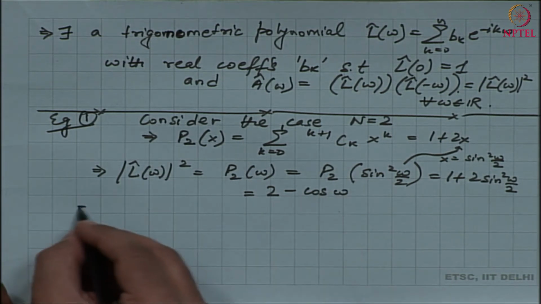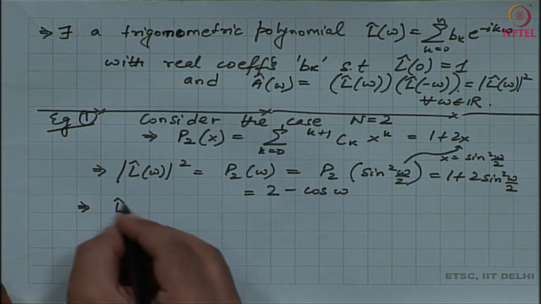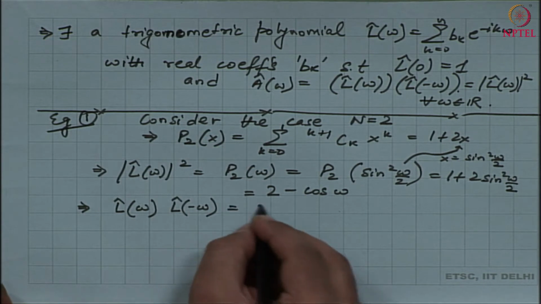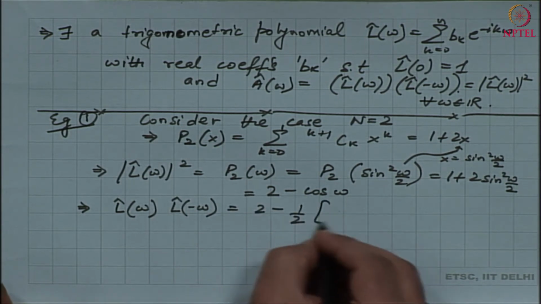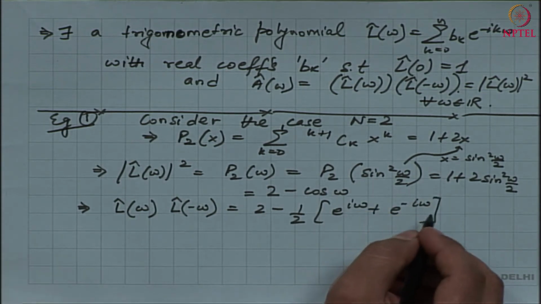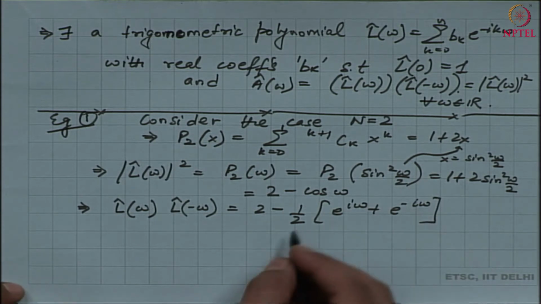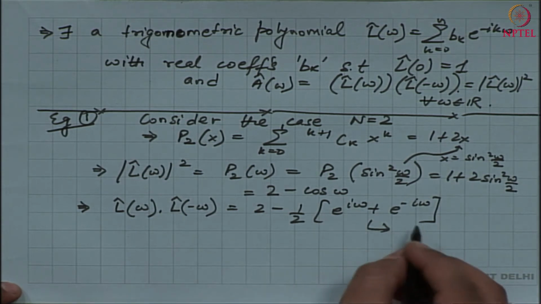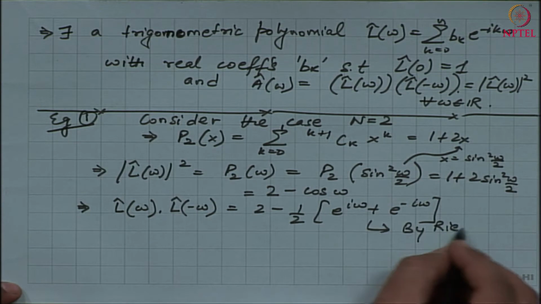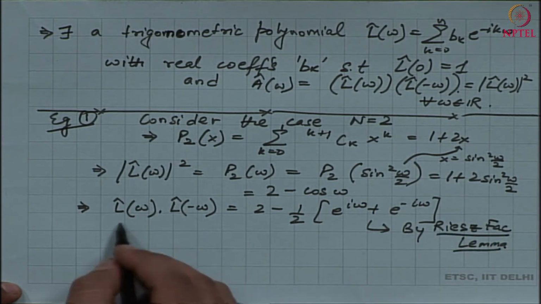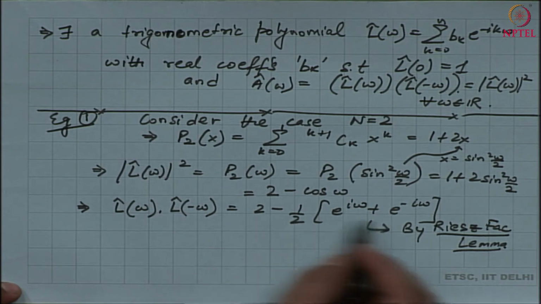Okay. So, I see that this is also, let me write this as L hat omega times L hat minus omega, is 2 minus half of e to the power i omega plus e to the power negative i omega. Okay. So, that, well, I can always write this sort of a representation as a direct implication of my Riesz factorization lemma that I have shown above. So, Riesz factorization lemma makes sure that I can always find L hat of omega directly from P2 of omega.